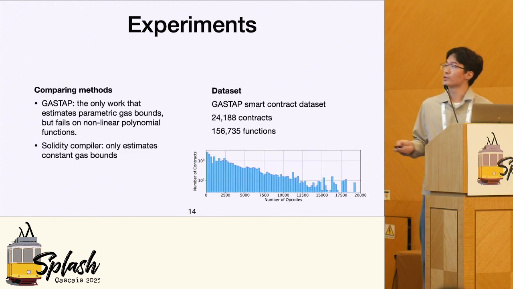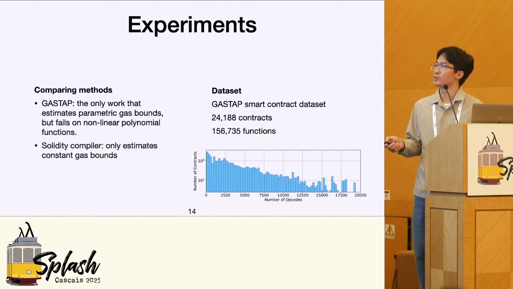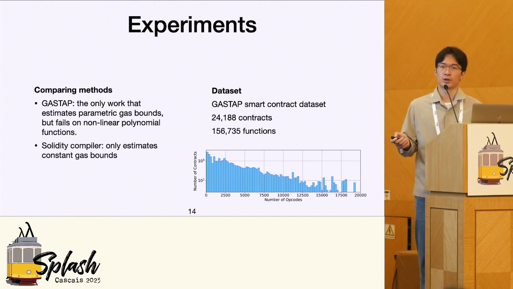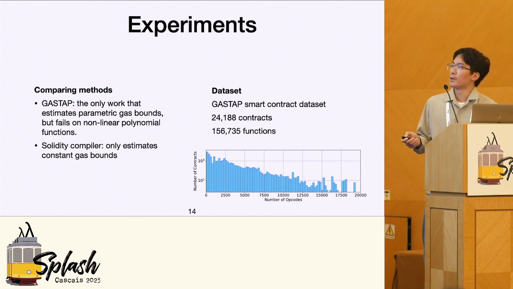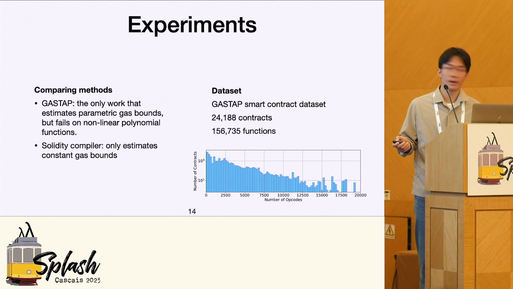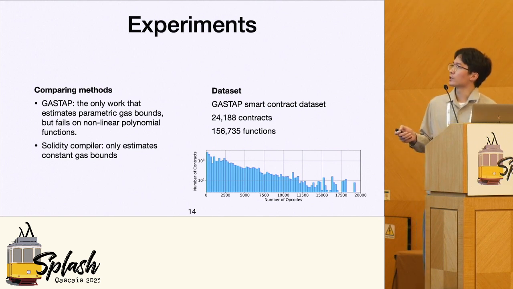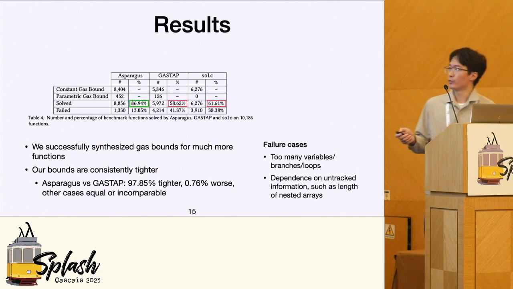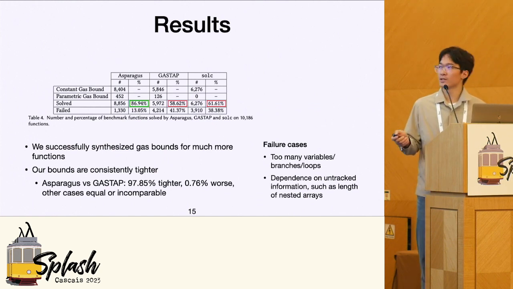We also perform an experiment on a large dataset. We compare with GASTAP, which is the only work that estimates parametric gas bounds using some recurrence analysis, but it fails on nonlinear polynomial functions. And we also compare with the Solidity compiler, which only estimates constant gas bounds. The dataset we compare on is the dataset used in GASTAP. It has 24,000 contract functions. And we show that we are really better than all of the other methods.